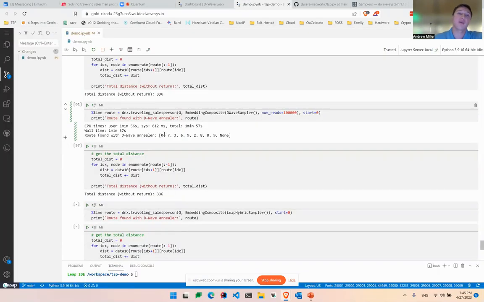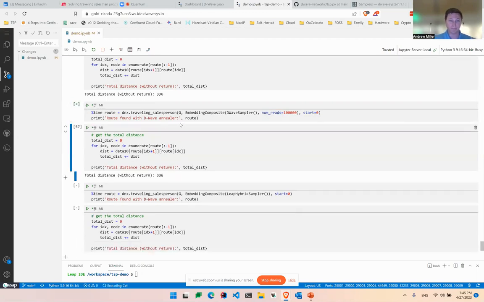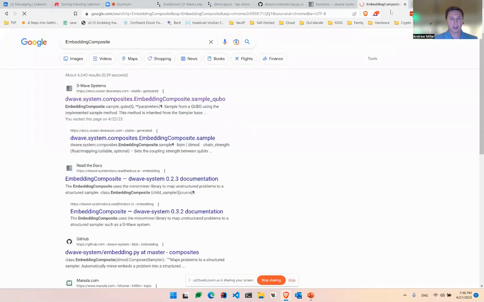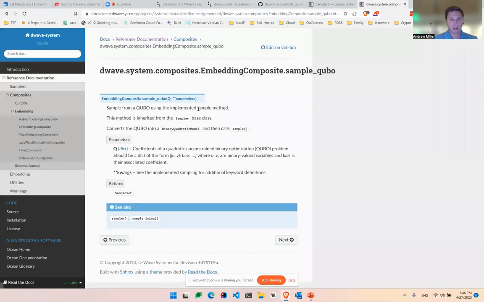Okay, so this time we also got a non-answer, but at least it didn't crash, because there's none. So now what I have is 100,000 reads, but I assume that the embedding composite actually supports this argument, but their developer portal doesn't really tell you much. Yeah, see, this is not something that you can give it. So, just check. You can't pass in the parameters.